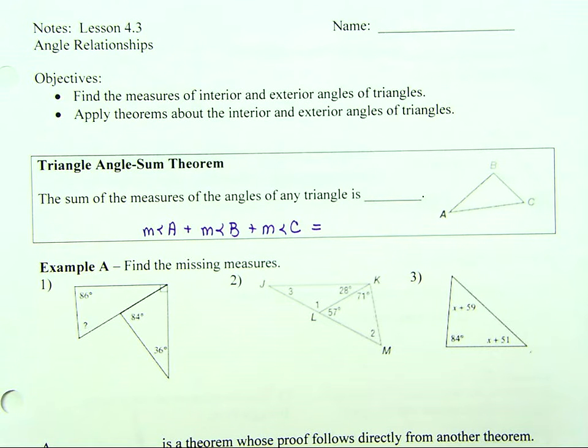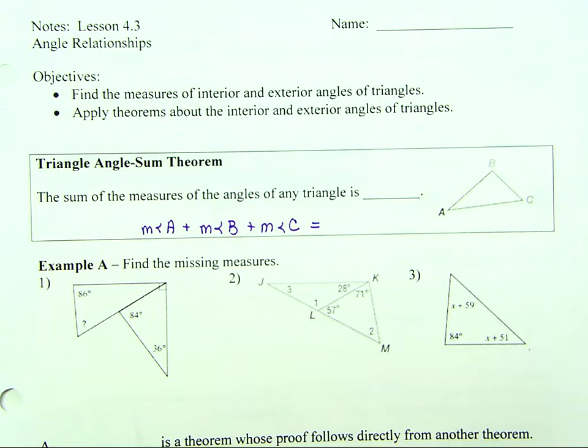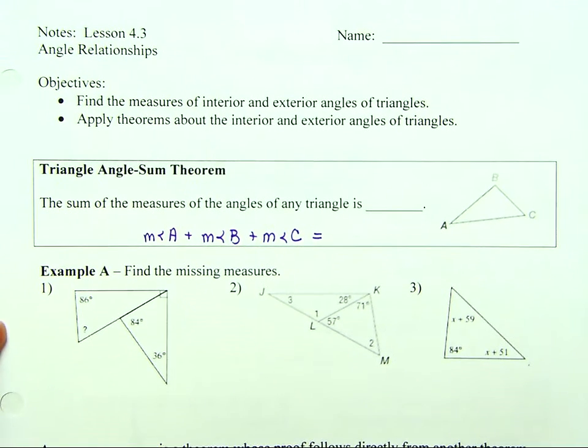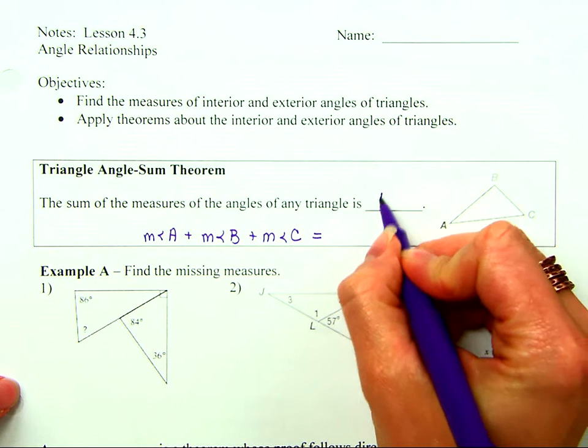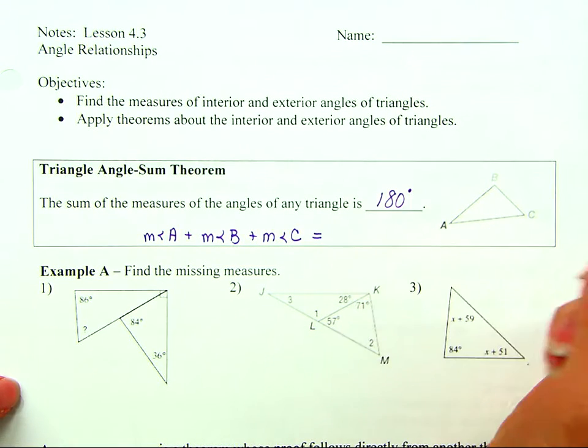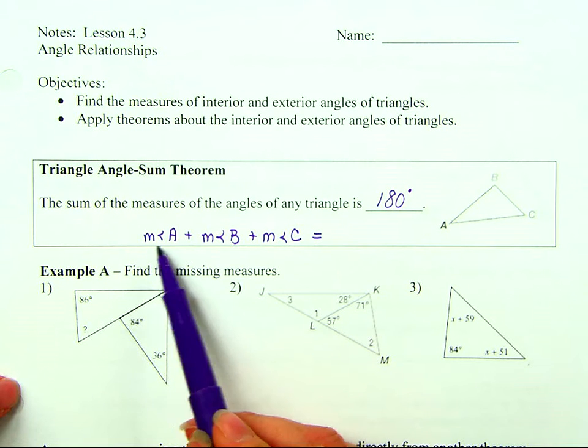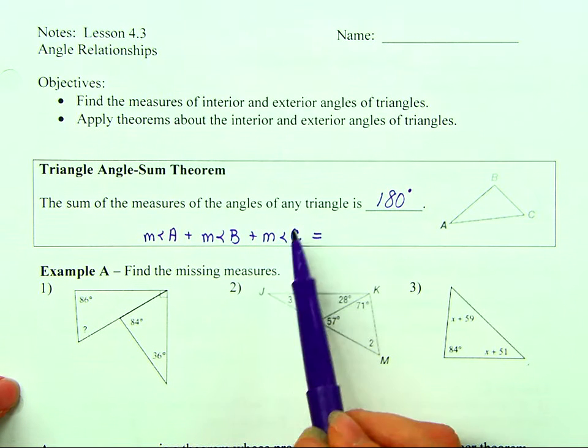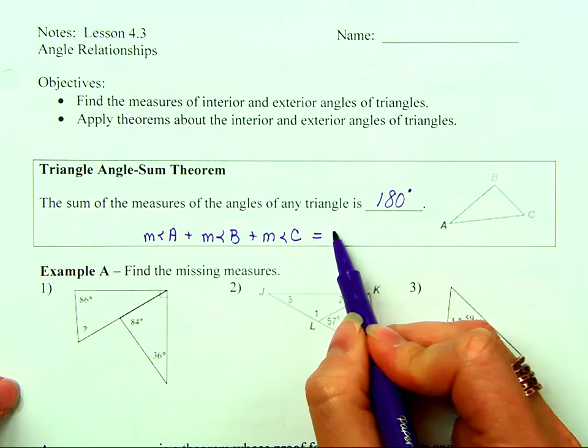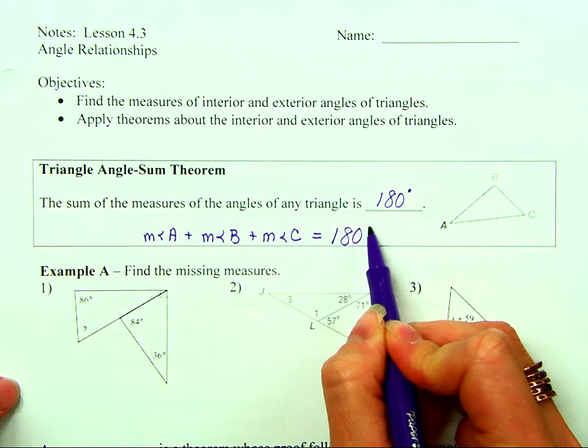In lesson 4.3, we're going to be talking about the angle relationships in triangles. And the first thing that we're going to discuss is the triangle angle sum theorem. So if I take a look at the angles of my triangle, the sum of the measures of the angles of any triangle is 180 degrees. So over here, the measure of angle A plus the measure of angle B plus the measure of angle C should add up to 180 degrees.